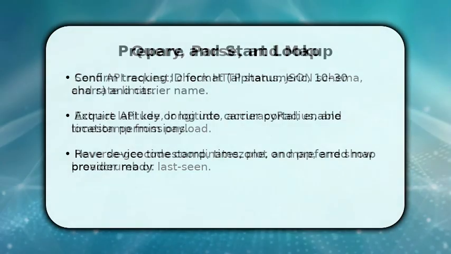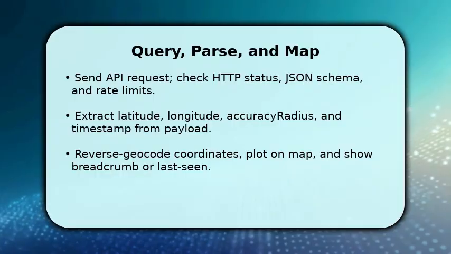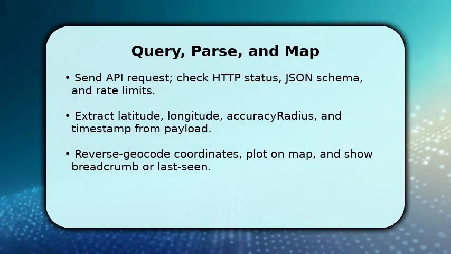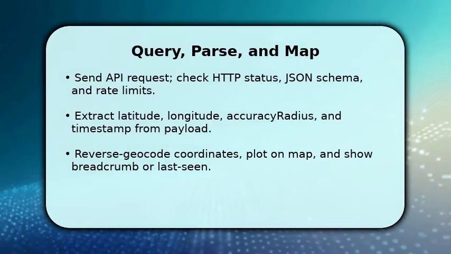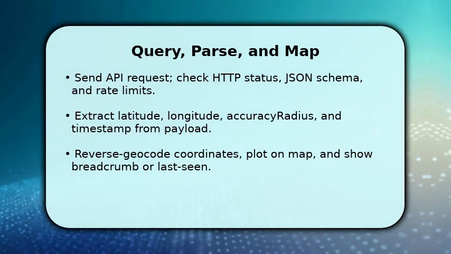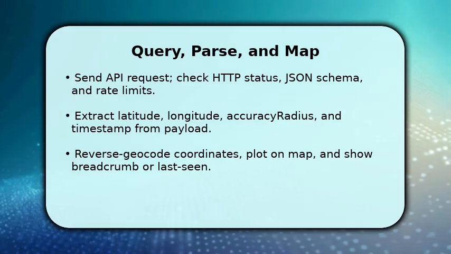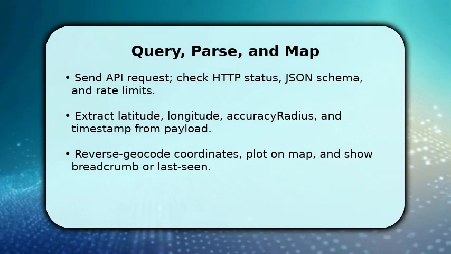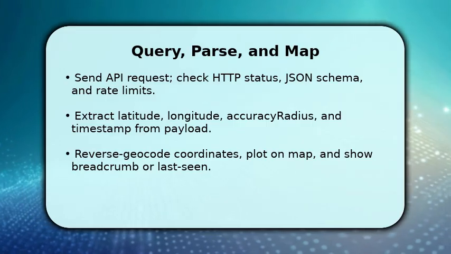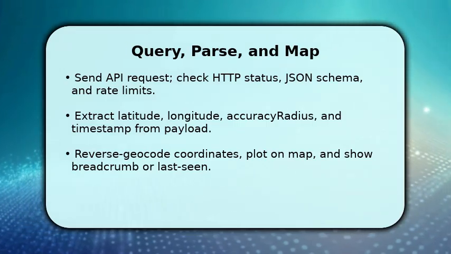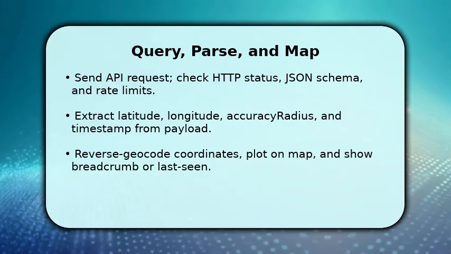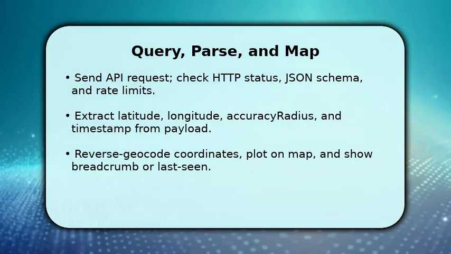Then parse the JSON, pull lat, lon, accuracy radius, and timestamp because accuracy and timing determine trust. Next, reverse geocode the coords to produce human-readable place names and plot a marker or breadcrumb trail on your map. Make sure to display accuracy as a circle and show the last seen time. This helps viewers understand how reliable it is.